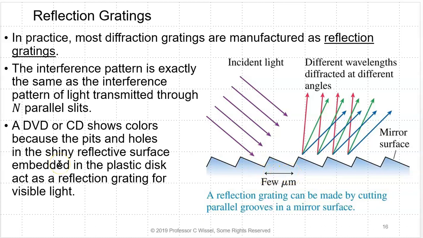You can see this on DVDs or CDs. They will show colors because the pits and holes in the shiny reflective surface embedded in the plastic discs act as a reflection grating for visible light. And if you rotate the angle that you view a CD at, you get those pretty colors.